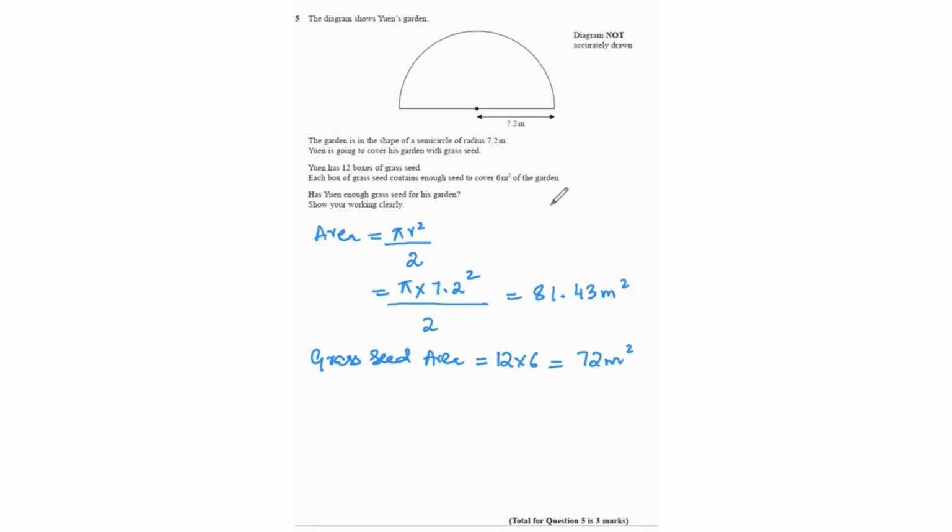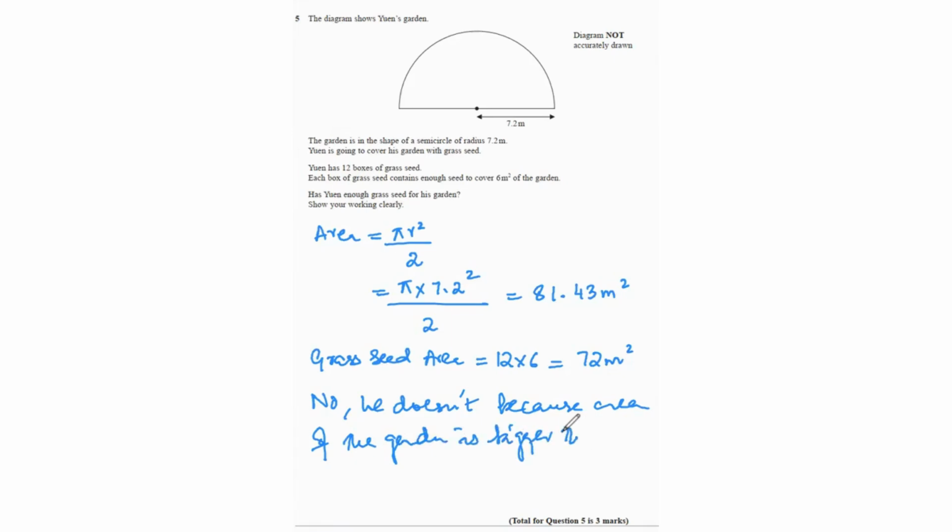So do you think he has enough grass seed for his garden? No, he doesn't. Because area of the garden is bigger than the seed coverage. So very simple word problem which incorporates area of a shape as well.